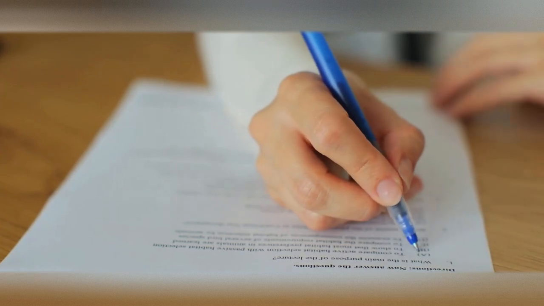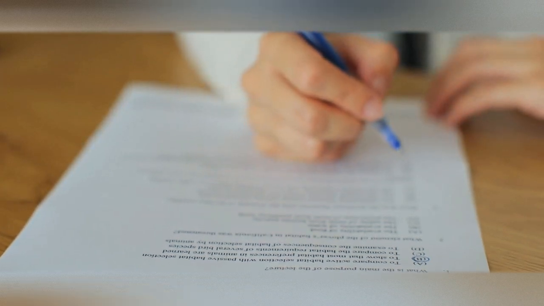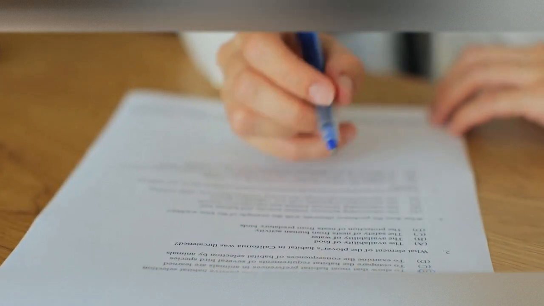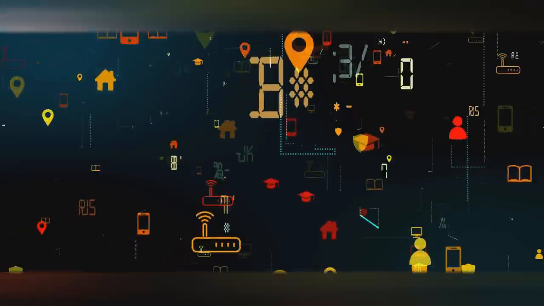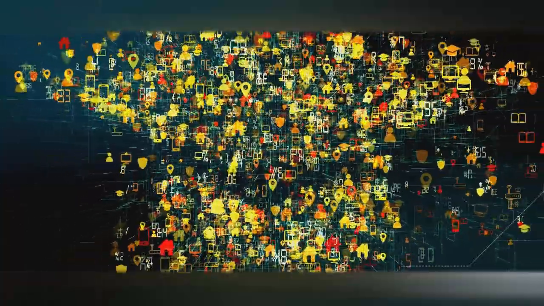Now, a dependent clause, on the other hand, cannot stand alone. It relies on an independent clause to give it meaning. Take the phrase, when I got home from school yesterday. This is a dependent clause. It leaves us hanging, right? It doesn't tell us what happened next.